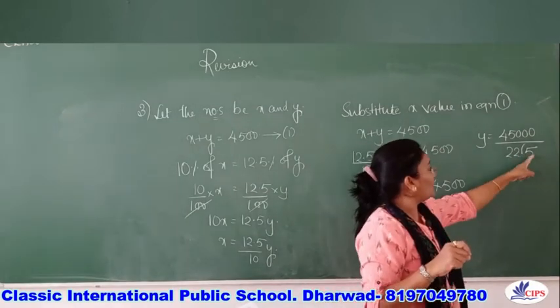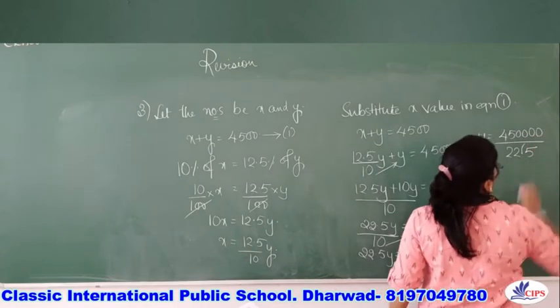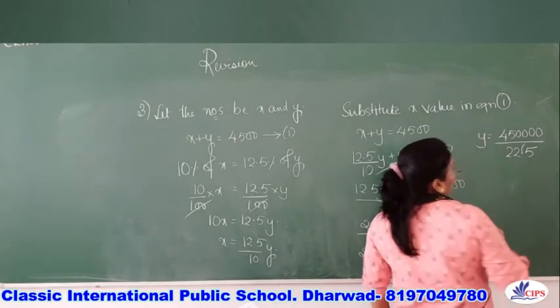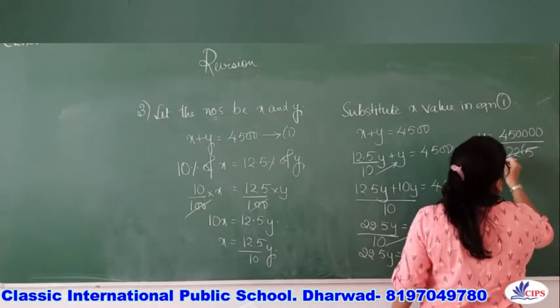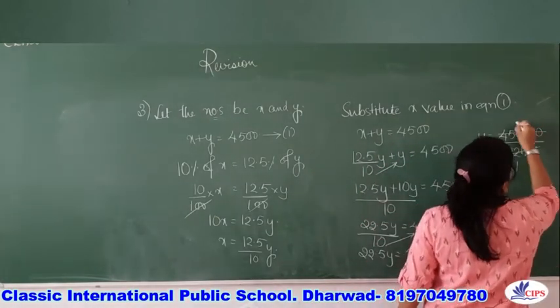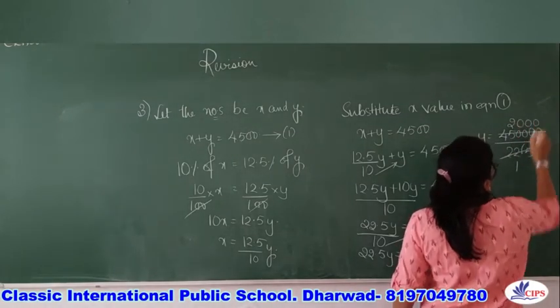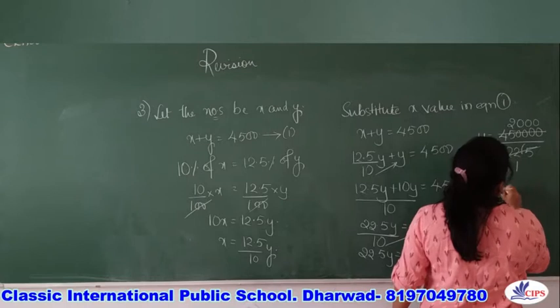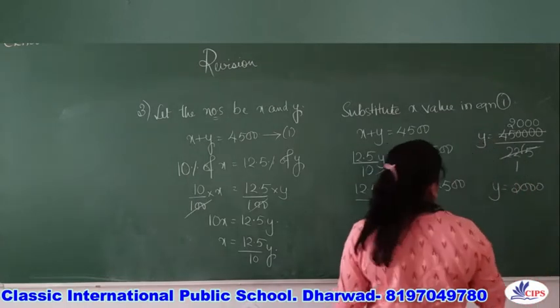So here, after the point we have got one decimal place, that is one number. So I'll add one zero here. Now, you know 225 2s are 450. So what I'll do is, 225 1s are 225, and 225 2s are 450, and these three zeros. So what is our value of y? Y value is 2000.